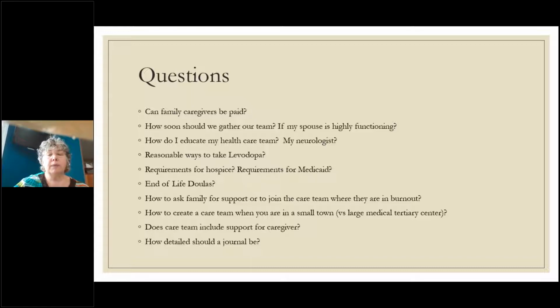Ways to take levodopa: historically it's been at the same time, outside of certain foods, but I'm seeing more and more physicians individualizing that. So definitely leave that question to your primary and or your neurologist.